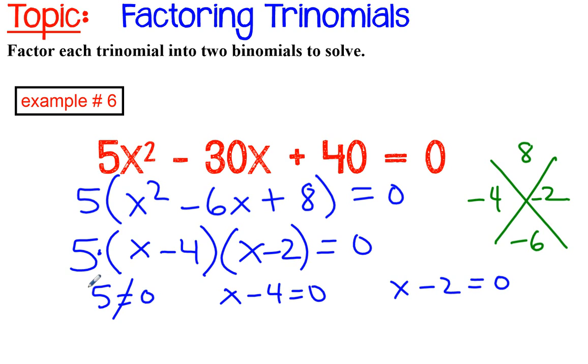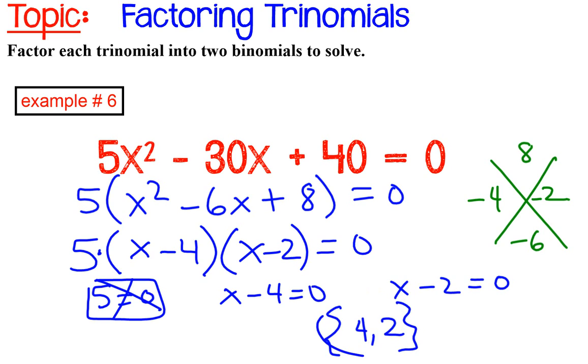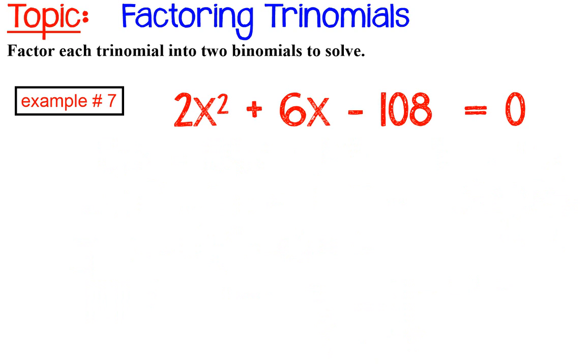so you got to make sure you're paying attention. But since this is a false statement, it can never be true, so we are going to ignore it. All right? It's important to write it, but it's not part of our solution. Our solution is just going to be positive 4 and positive 2. Remember, your solutions are the opposite of your factors.